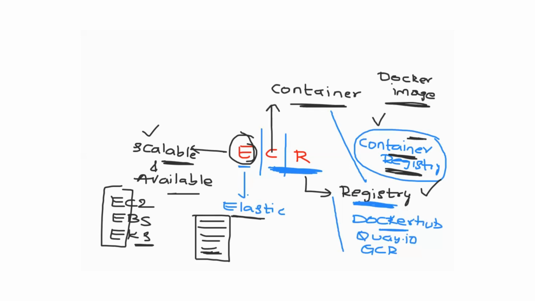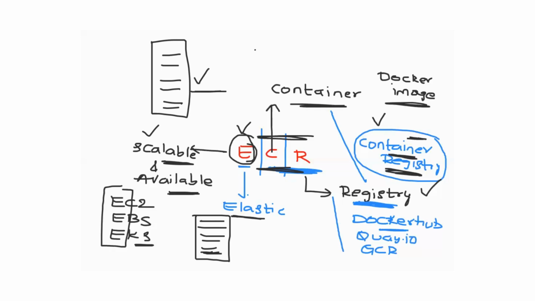In this case, in terms of ECR, you have E here. That means you can store any number of container images. So it is just a pay-as-you-use service, where AWS does not restrict you with the number of container images. And similarly, availability here means that AWS will take care of making sure that this service, that is ECR, is available all the time.